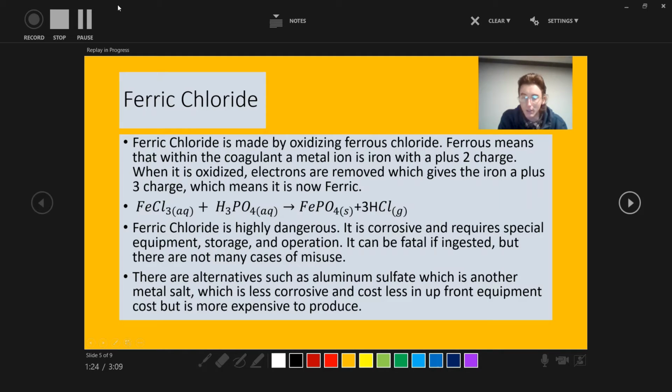There are alternatives to using ferric chloride for wastewater treatment. One alternative that I found noteworthy is aluminum sulfate. It is less corrosive and it costs less in the upfront cost of building a facility because you don't need quite as expensive of machinery. You still need good machinery that you want to last, but it is also more expensive in the long run because it is a more expensive chemical to produce.